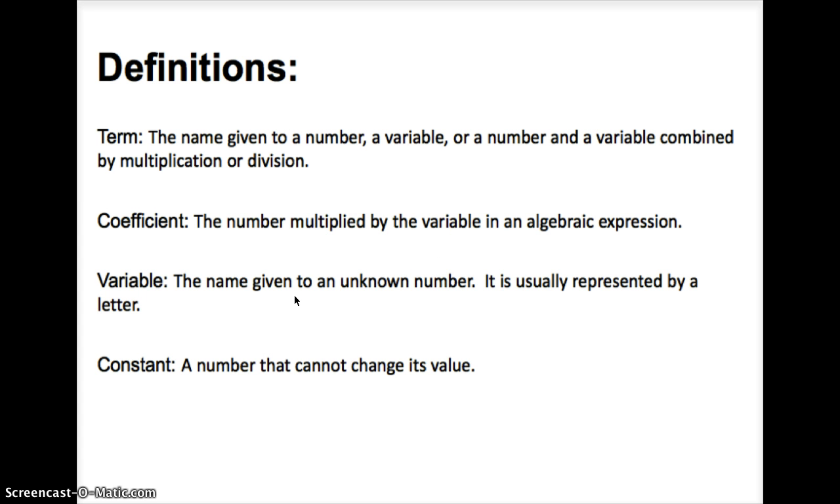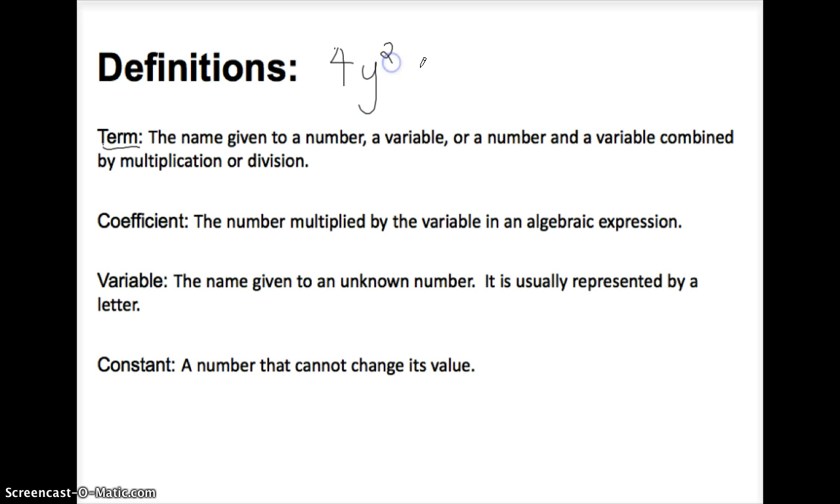Here are a couple definitions. We've learned these in class, but we're going to go over them again. So if you haven't written them down or if you don't have these in your notebook, please make sure you pause and write them in. Here's our first definition. A term is the name given to a number, variable, or a number and variable combined by multiplication or division. So if I gave you this expression, please write this in your notebook.